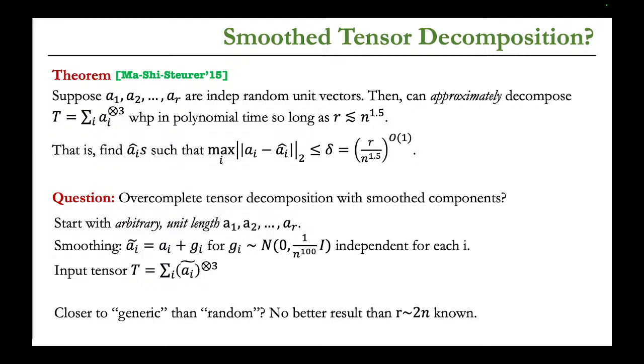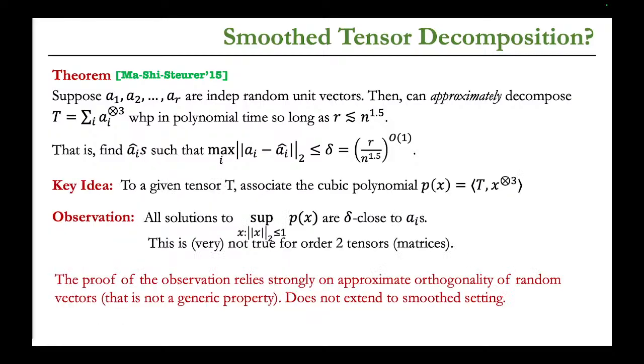The best result we know for this is still 2n, the same algorithm I showed you in the first part of the talk. But the question is, can you somehow go beyond 2n for this specific model? I want to tell you one thing. You can first ask, for this model, can you generalize the ideas of Ma, Shi and Steurer? And it turns out you cannot.